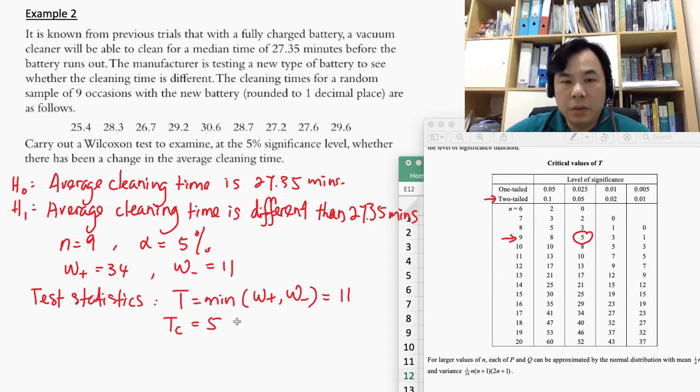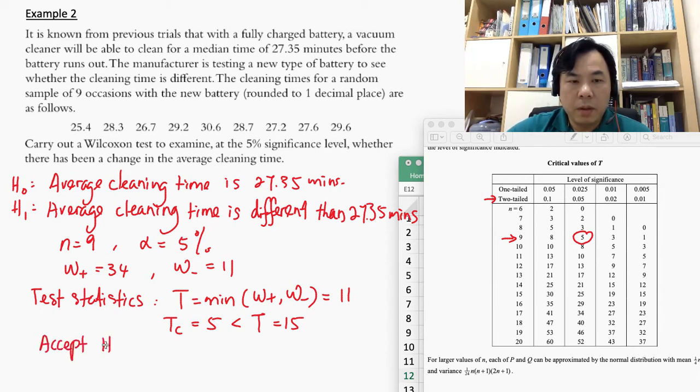And then this critical value is much smaller than the test statistic. So therefore we don't have sufficient evidence to reject the null hypothesis. Instead, we're going to accept the null hypothesis. By accepting the null hypothesis, we will say that the average cleaning time still remains as 27.35 minutes. All right, so I hope that is clear for example number 2. Now we're going to move on to the next question shortly.